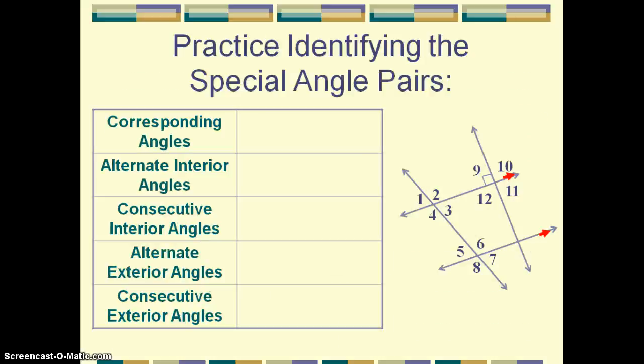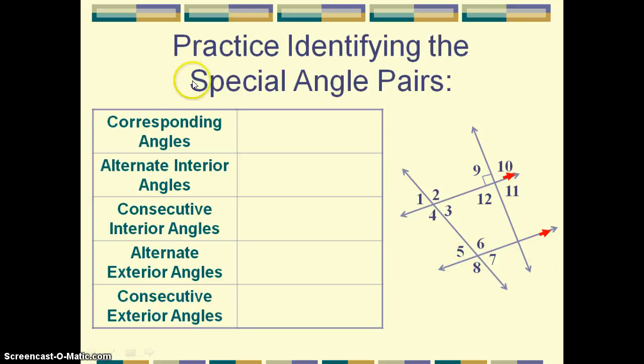Alright, so let's practice identifying the special angle pairs, starting with corresponding angles. Remember that these have to be on the same side of the transversal, and they also have to both be on the top or both be on the bottom. So, here are our parallel lines, and we have two transversals running through those parallel lines.